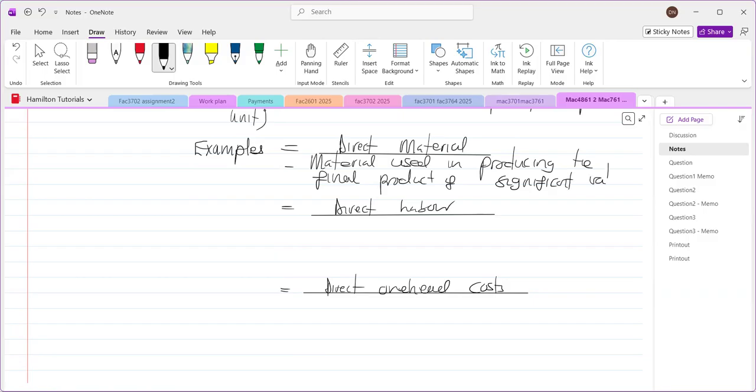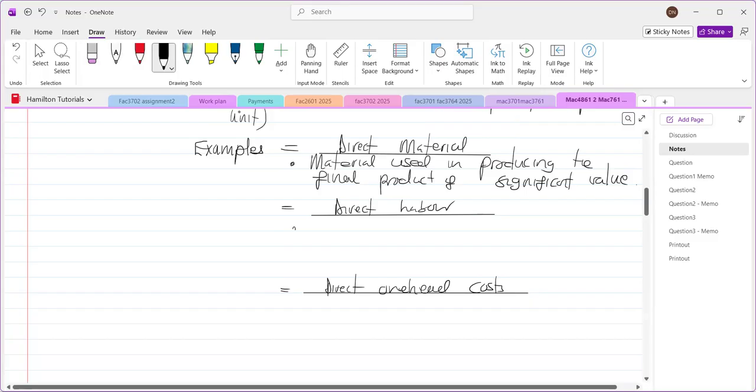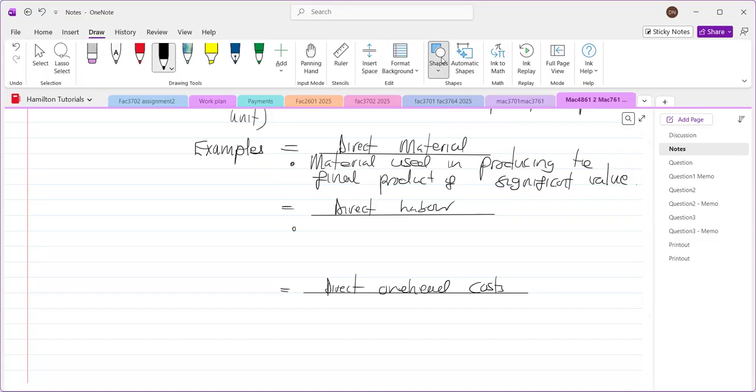So remember, we are saying with material that is direct, it is bought specifically for a particular product. So therefore that will make it direct because it is not a shared cost. However, we must be clear that direct material represents significant value on the final product. Because if it's a low value cost of material, or insignificant value, then it will be described as an indirect cost. I will explain why when we get there.